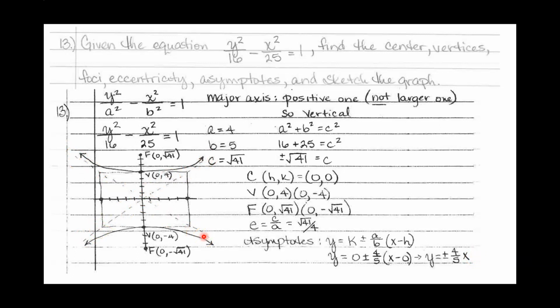All right, so to draw your actual hyperbola, you are going to start at the vertex and approach the asymptote. Start at the vertex, approach the asymptote. So there's my first branch. And then start at the vertex and approach the asymptote. There's my second branch. So when the major axis is vertical, that's the one that opens up and down.